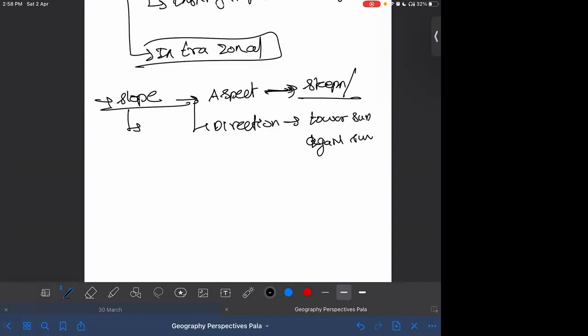If we look at hilly regions, soil profile development is very limited because every time soil will be removed through what you call erosion and deposition.